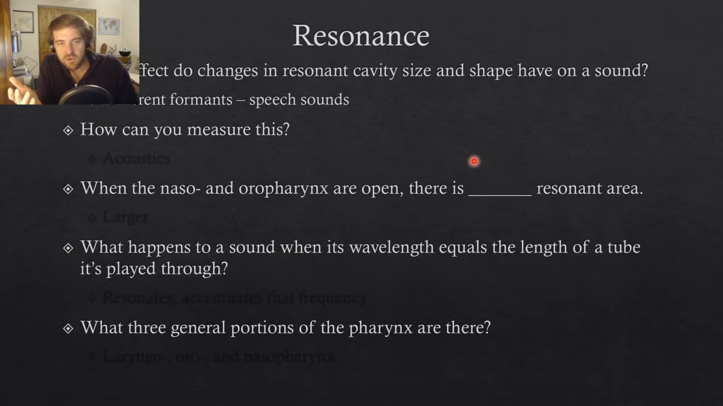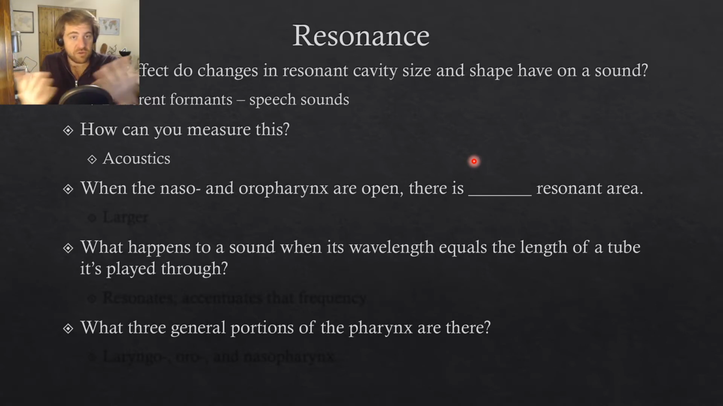How can you measure those? Well, I kind of gave that away already. Acoustics, right? So you can measure these different formants by looking at the acoustics. So you can record somebody with a microphone like this, and then you can measure their speech sounds. You can look for different formant bands, and that's what tells you that there are different shapes and sizes of the resonant cavity.